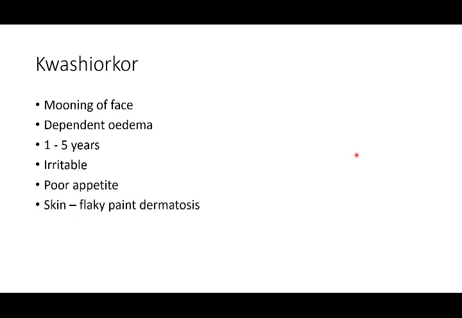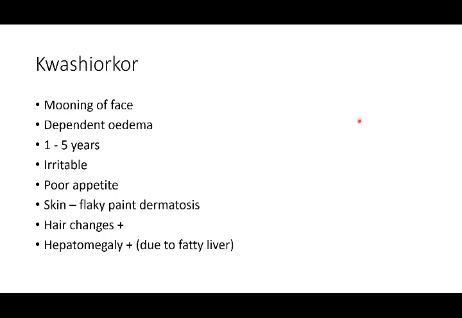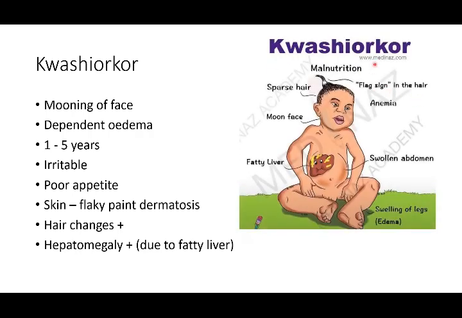The age is usually 1 to 5 years, and the child would usually be irritable. Poor appetite would be there. In the skin, you can find a peculiar finding called flaky paint dermatosis, where the skin peels off like flakes of paint. Hair changes would be there. Hepatomegaly will be there due to fatty liver, which is also responsible for the pot belly, along with the edema. So these are the symptoms that we just mentioned, and this is how the baby looks in kwashiorkor.